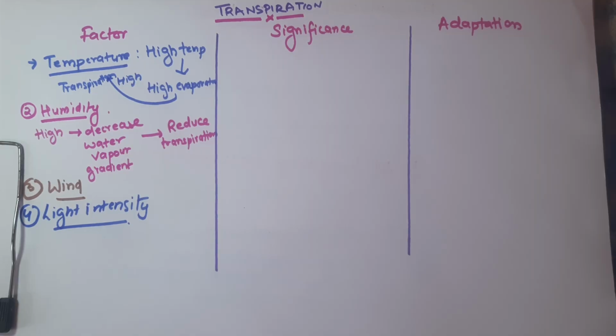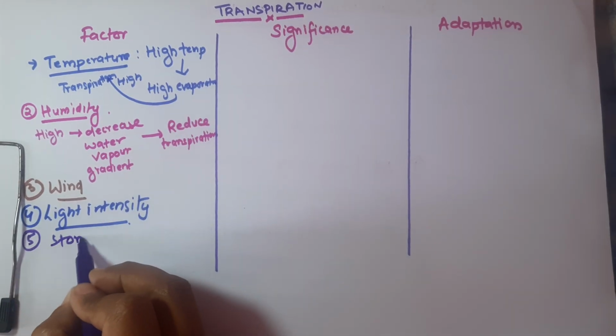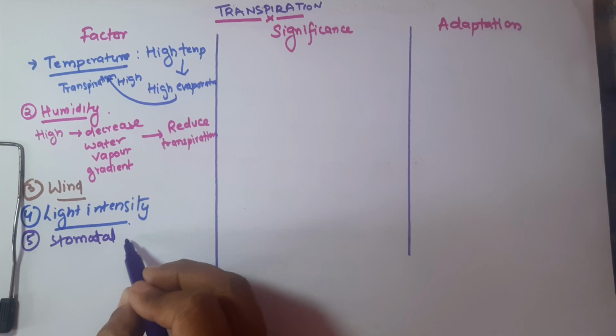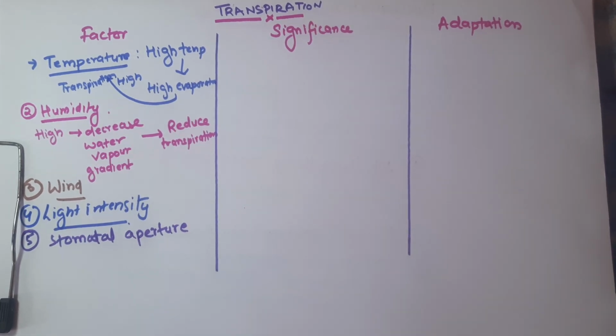Then the fifth factor is stomatal aperture. The size of the stomatal aperture also determines the rate of transpiration. The guard cells will regulate the stomatal aperture. So stomatal aperture is the size of the stomatal opening.